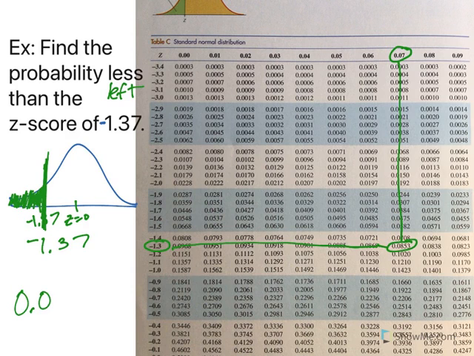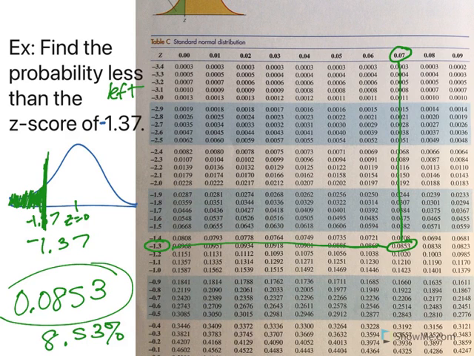So my answer is 0.0853. If they want that as a percent, that is 8.53% of the data will fall to the left of the z-score of negative 1.37.